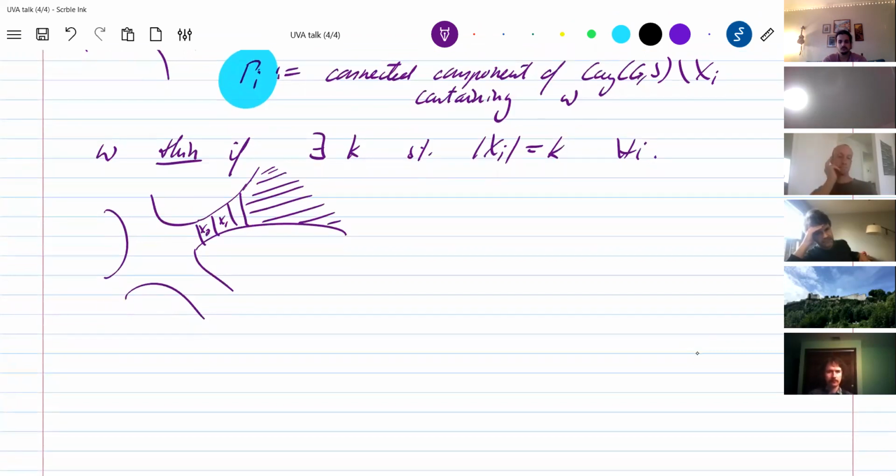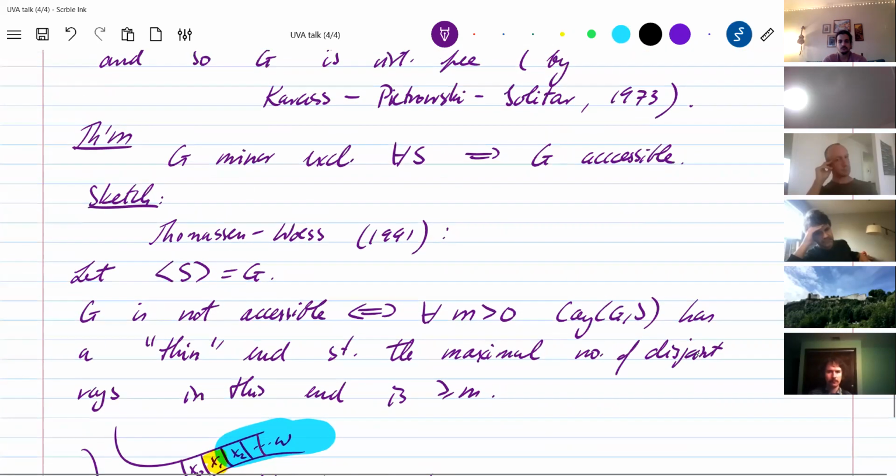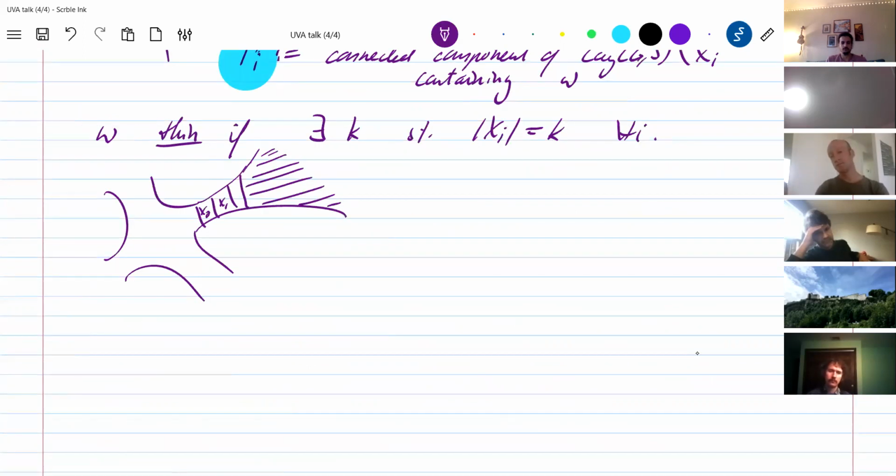So using this characterization of Thomassen and Woess, suppose that our graph is minor excluded with respect to K_m, suppose that our graph wasn't accessible. Then this characterization provides us with at least m disjoint rays in a given end, right? And we can actually use these m disjoint rays to build a minor. So we can then use the m rays to construct a K_m as a minor inside our Cayley graph.